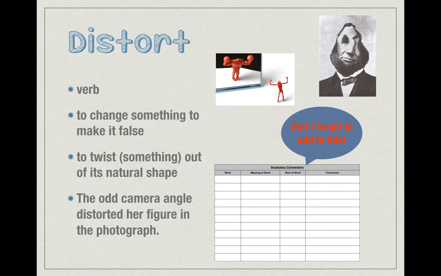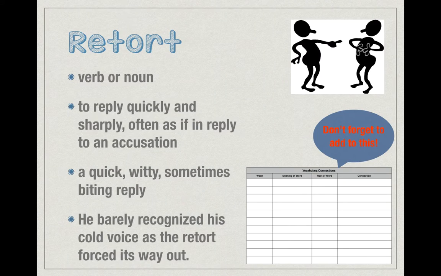The next word also uses the root torquio, and it is retort. Retort can be used as a verb or a noun, and it means to reply quickly and sharply, often as if in reply to an accusation, or a quick, witty, sometimes biting reply. So, as an example, he barely recognized his cold voice as the retort forced its way out. That's an example of retort being used as a noun.